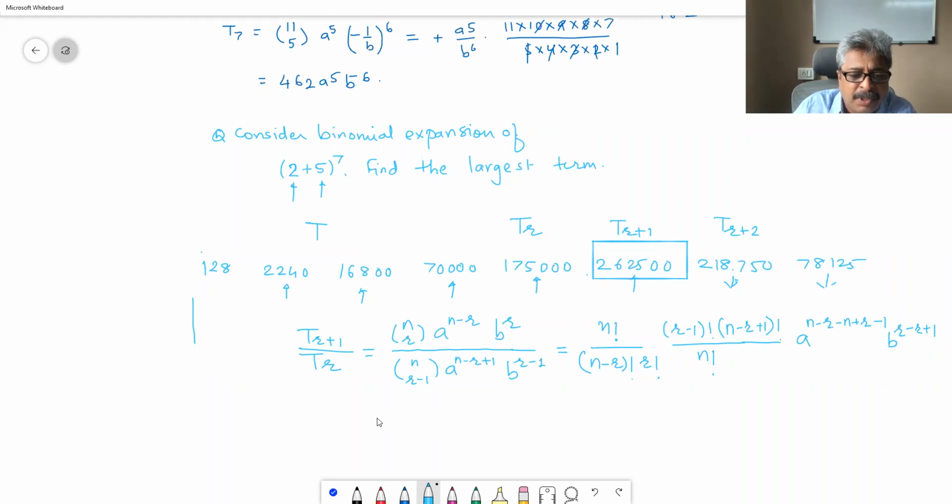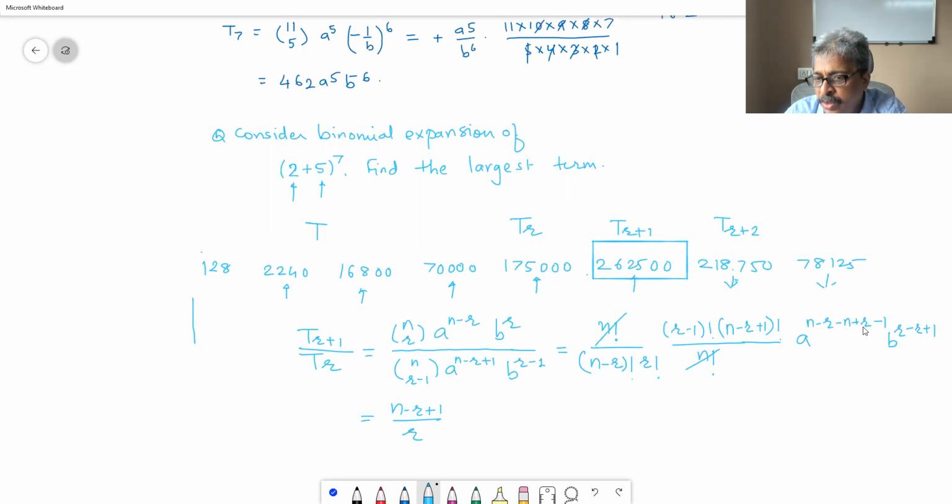Therefore, this T(r+1) upon T(r) is going to be: n factorial cancels. This is r factorial over (r minus 1) factorial, therefore in the denominator you end up getting r. This is (n minus r plus 1) factorial over (n minus r) factorial, therefore n minus r plus 1 in the numerator. n cancels, r cancels.